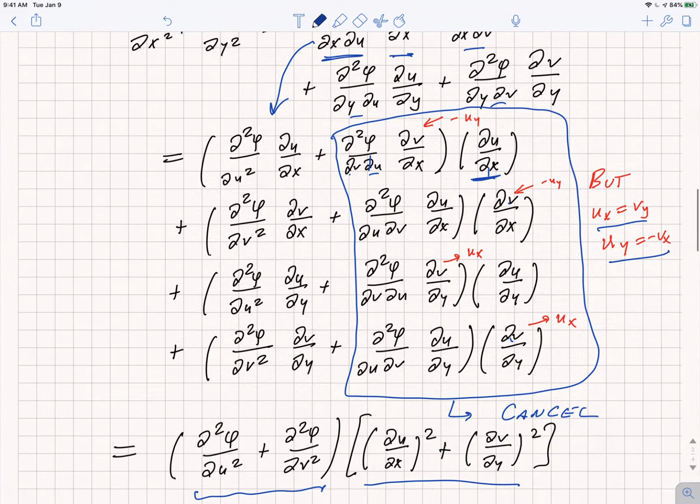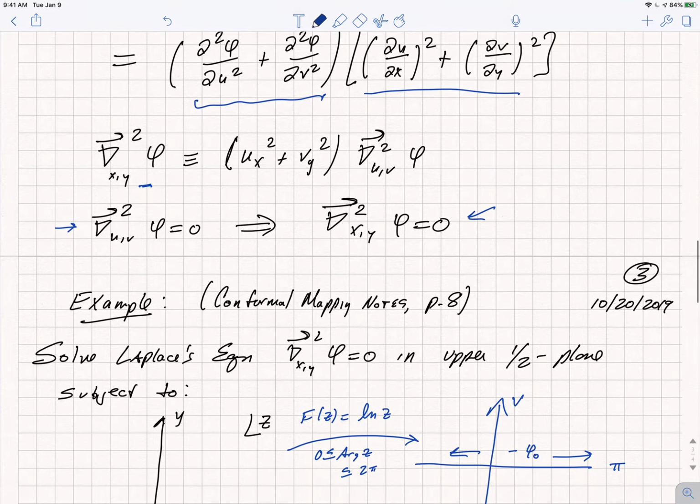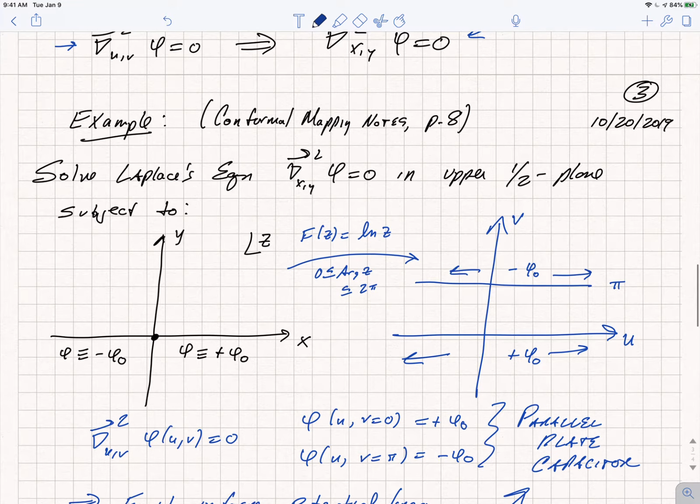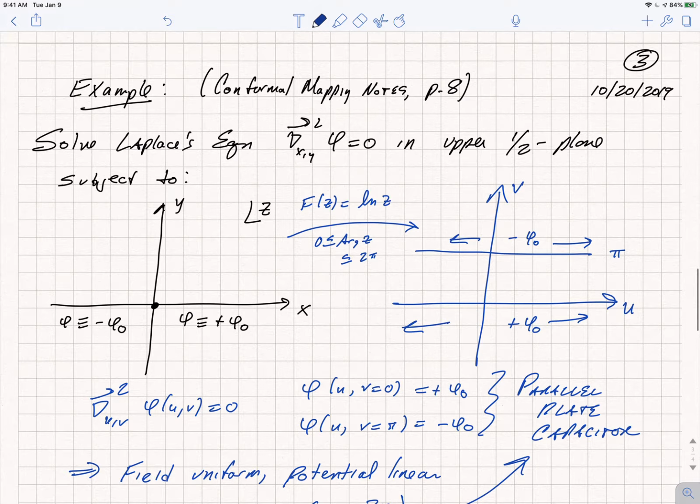Let me go through one example. There's another example in the notes, but let me go through one simple example where we can use this. Suppose we want to solve Laplace's equation in the xy plane, in the upper half plane, subject to the boundary conditions that phi is positive phi 0 on the positive x-axis and negative phi 0 on the negative x-axis.